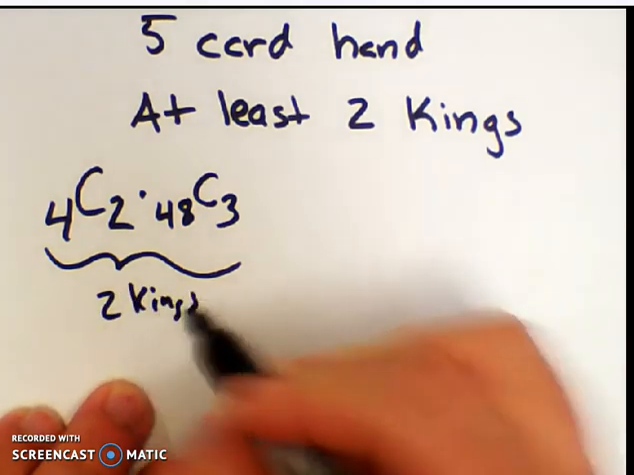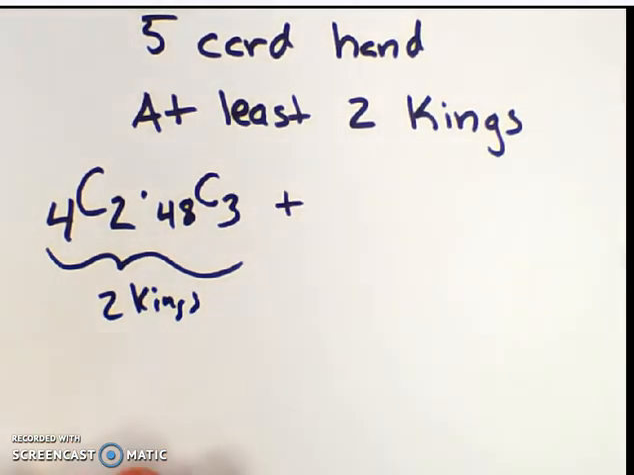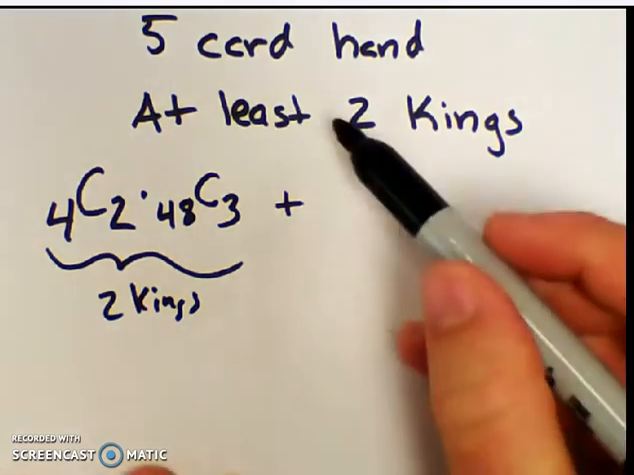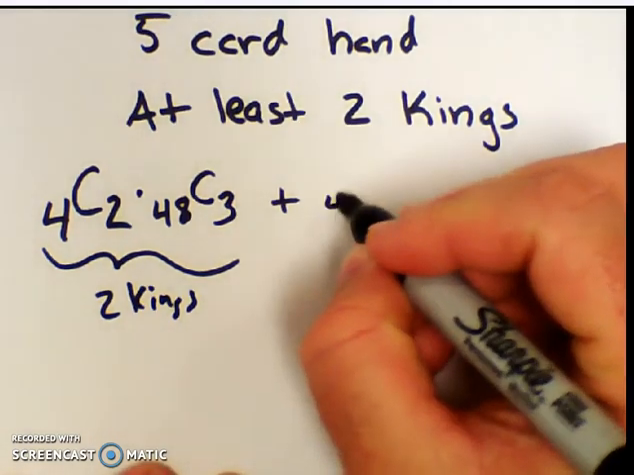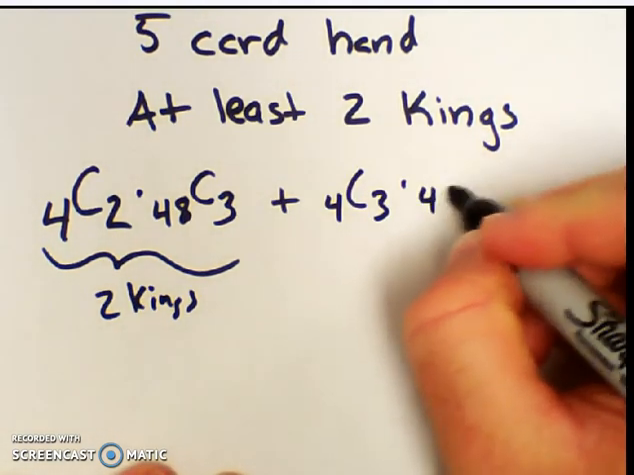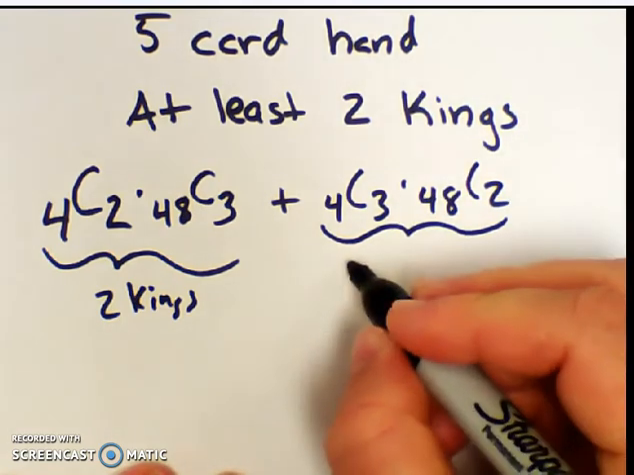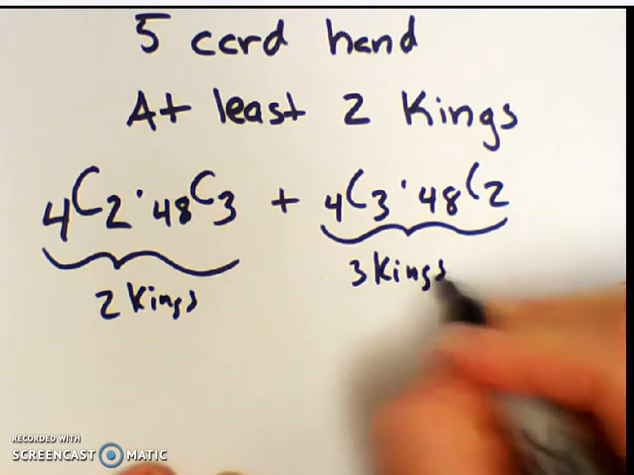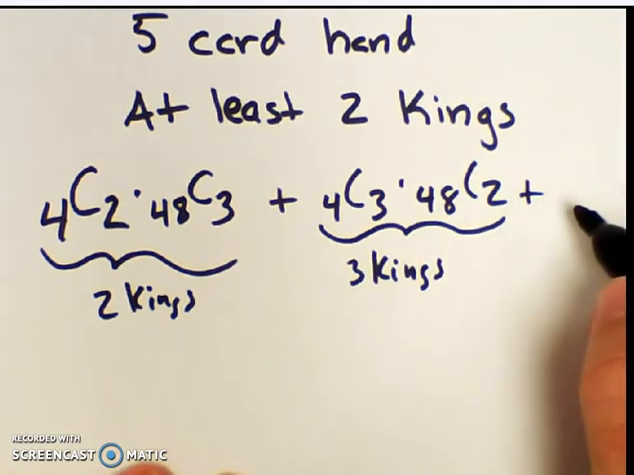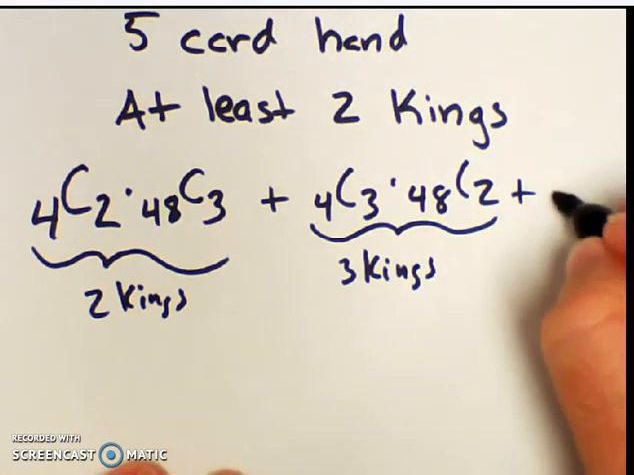Okay? Then you want to add it to the possibility where you could have more than 2 kings. The least amount you can have is 2. You could have 3 kings in the hand, which means that the other 2 cards come from that stack of 48. That's when you have 3 kings. And then last but not least, you could have all 4 kings in your hand at once.